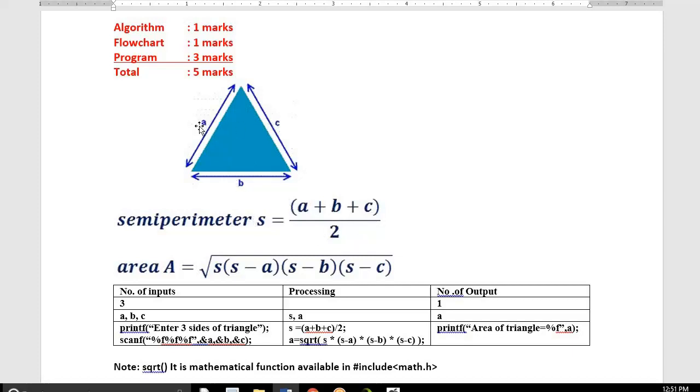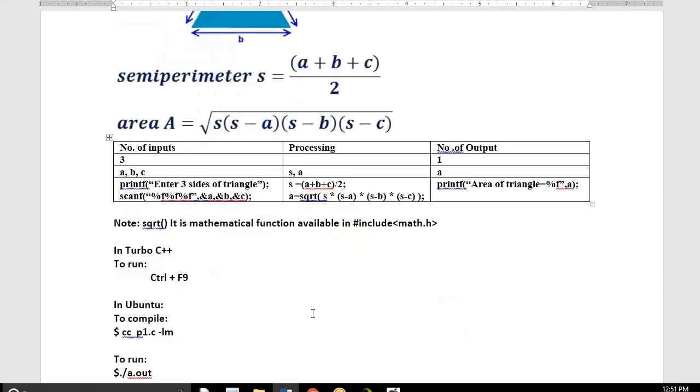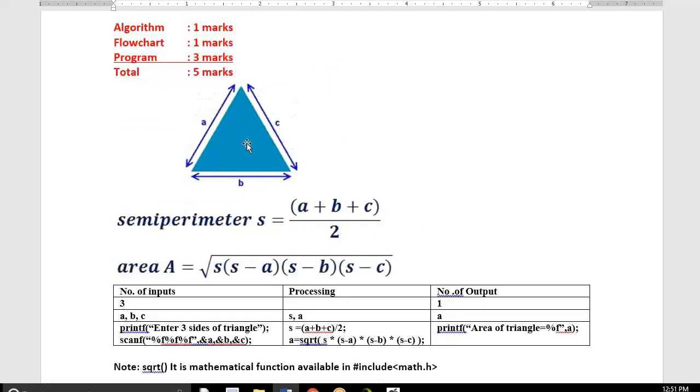First we take three inputs A, B and C. Then we calculate the S. Next we calculate the area. Then we print it on the monitor. Let us discuss in detail slowly. To solve this problem, how many inputs do we need to give to a computer system? We need to give three inputs, because unless we have A, B and C values, we cannot calculate the area. That's why the number of inputs required to solve this problem is 3. Those three inputs are nothing but the three sides A, B and C.